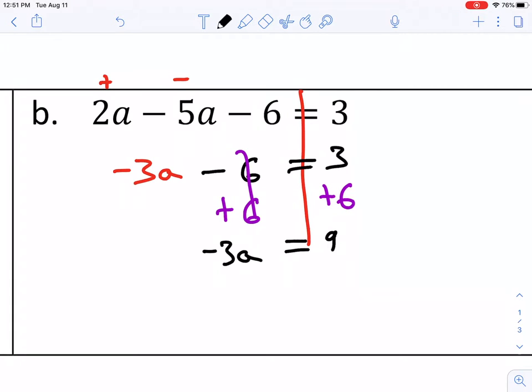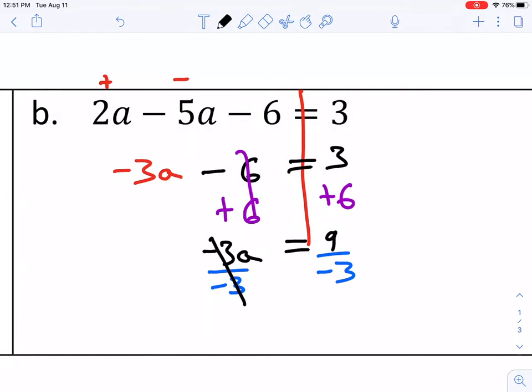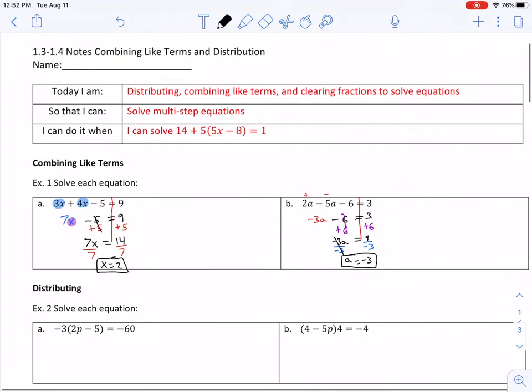And then from here, I will do the inverse operation in blue, divide -3 to both sides. That cancels out to make 1a equals 9 divided by negative 3. Signs are different. When we're dividing, different signs give us a negative. So 9 divided by 3 is 3. And then the different signs give us our negative 3. So a equals negative 3. So that's combining like terms, solving equations combining like terms.